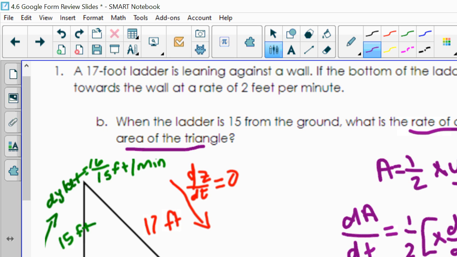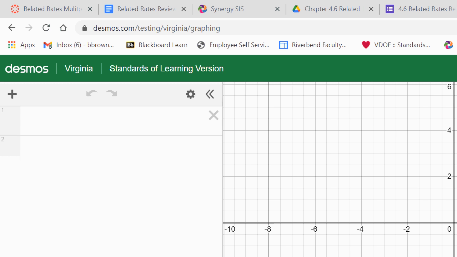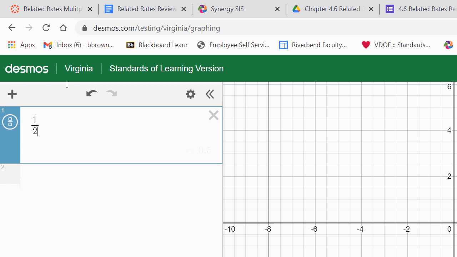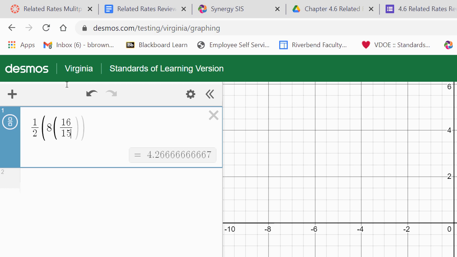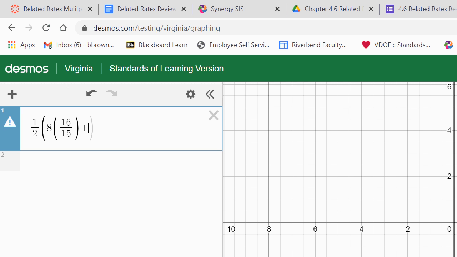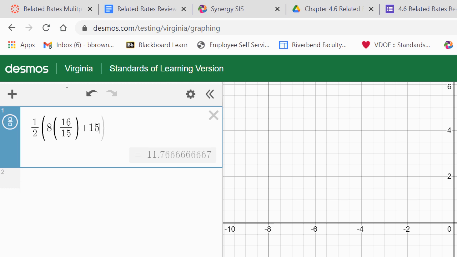So I'm going to look at Desmos. Okay, so I'm just going to type in what I had. I had 1/2 times 8 times 16/15 plus 15 times negative 2, and we get negative 10.733.